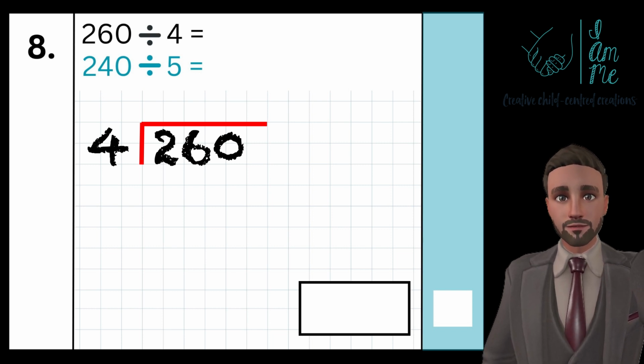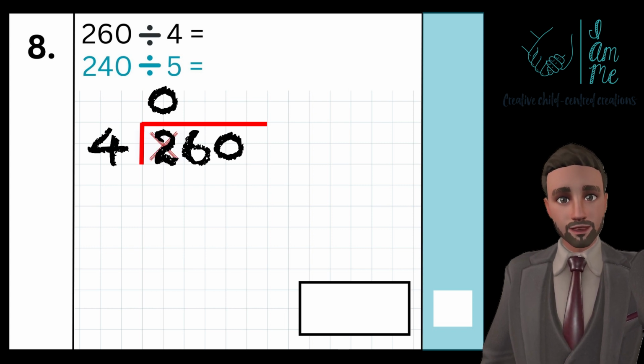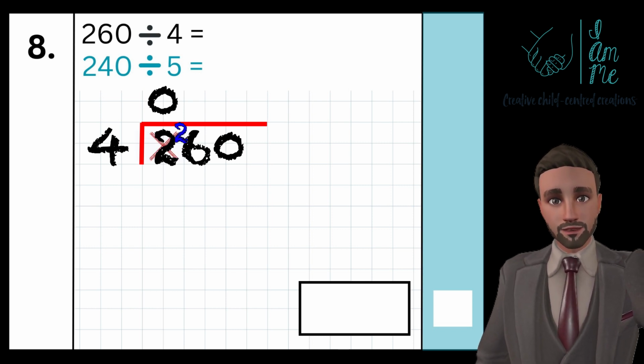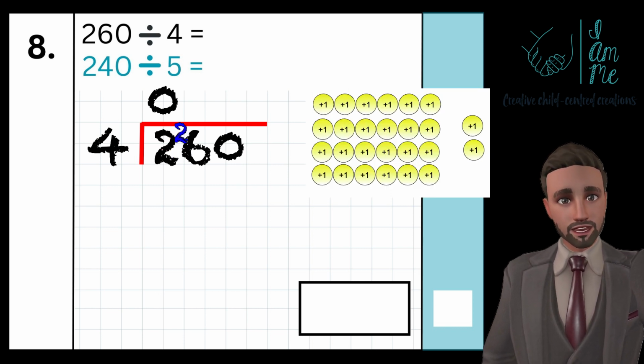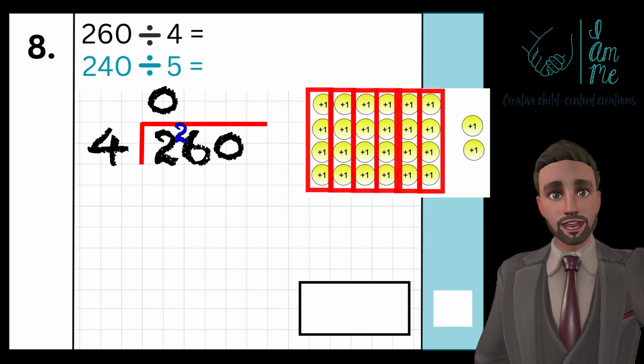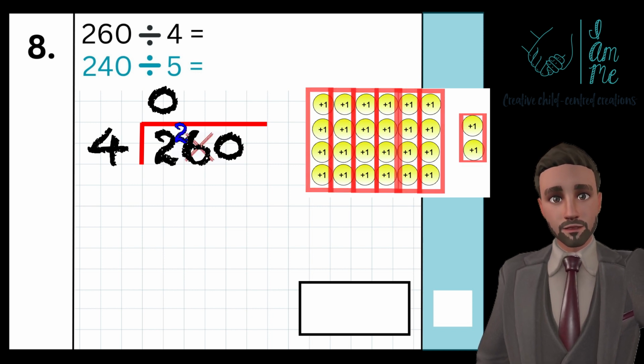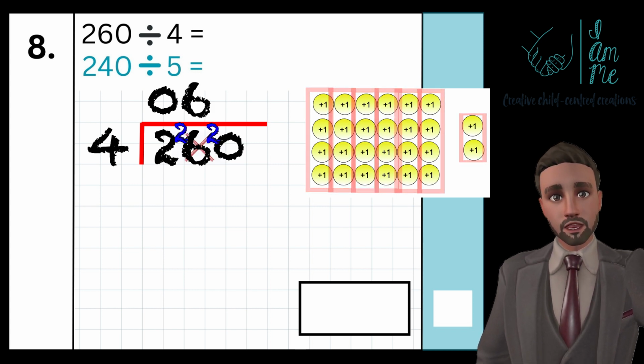Now for the method. How many groups of 4 can you make with 2? You can't, so you carry that 2 along. Then that 6 becomes 26. How many groups of 4 can you make with 26? You can make 6, and you have 2 left over. So you put the 6 at the top and carry the 2 along.